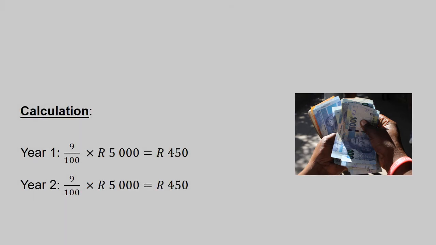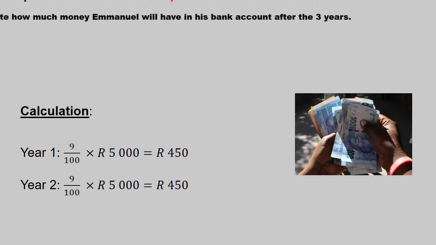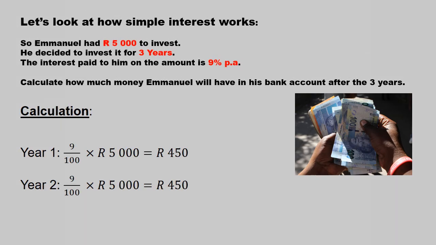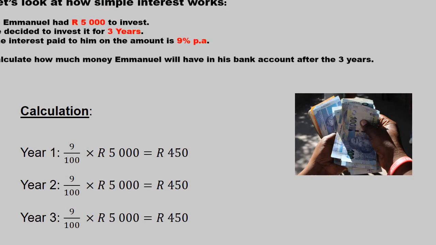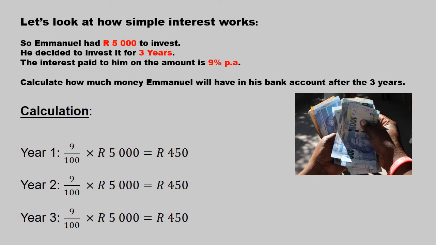But because we're working with simple interest, year 2 stays exactly the same. So it's again 9% on the original amount, which was 5,000 rand. 9% of 5,000 rand is again 450 rand. Okay, and the same for year 3, exactly the same. So 9% of the original amount of 5,000 rand is again 450 rand.